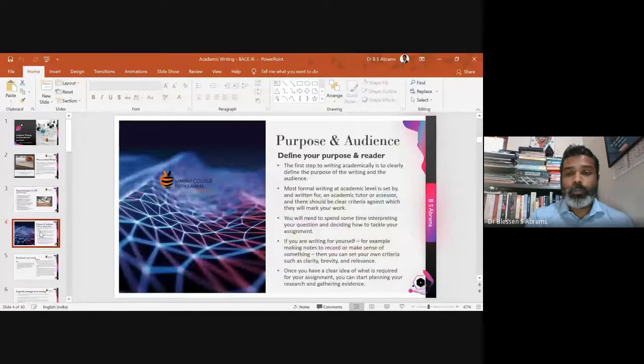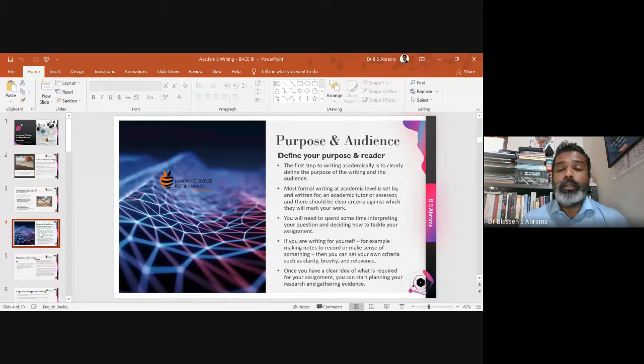Right? So, moving ahead to the purpose and audience, you should have a fair bit of idea about why am I writing this essay? Why am I writing this article? Or to whom am I addressing this issue? That is very important. That's why, in the preliminary first 3 to 5 minutes of an IELTS essay or a general essay that you're writing, you should have a fair bit of understanding about who your audience is, who will be reading your article, your essay, and what the purpose of your essay is. So the first step to writing academically is to clearly define the purpose of the writing and the audience.